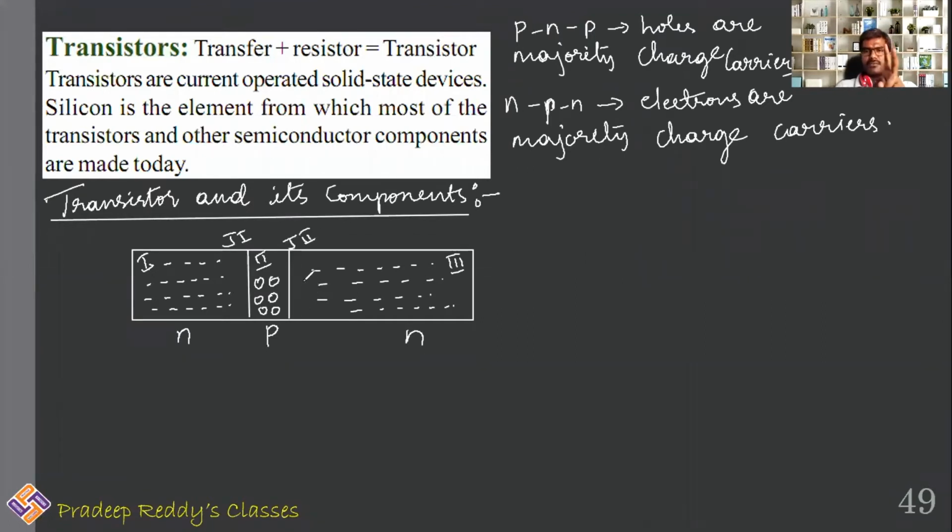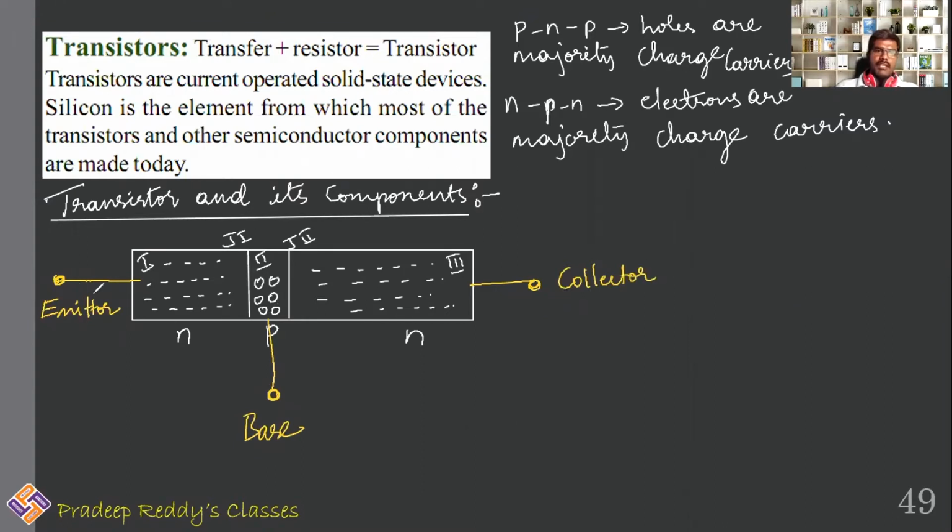There are two junctions formed in a PNP or NPN transistor. The first region is connected with one terminal, the second region is connected with one terminal, and the third region is connected with one terminal. The first region connected with a terminal is said to be the emitter. The second region is called the base region. And the third one is called the collector.